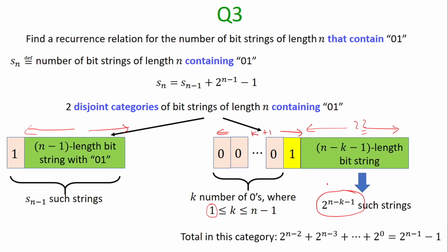So if I sum these two things, I will get the total number of strings. But in category 2, my k ranges from 1 to n minus 1. So that's why I have to put k equal to 1, k equal to 2, k equal to 3, up to k equal to n minus 1. And hence I get this many strings in category 2. And this is nothing but a geometric progression. If I sum them up, I get this value. And that's how we get this recurrence condition.